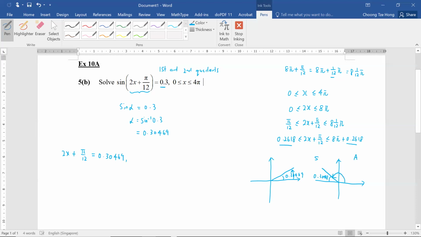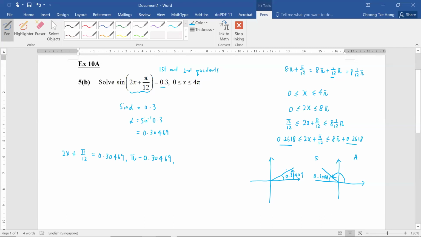So the general angle that we want will be pi minus 0.30469. Okay, then we will need to search 4 rounds, remember? The other rounds are actually very easy. You don't even have to draw a diagram.